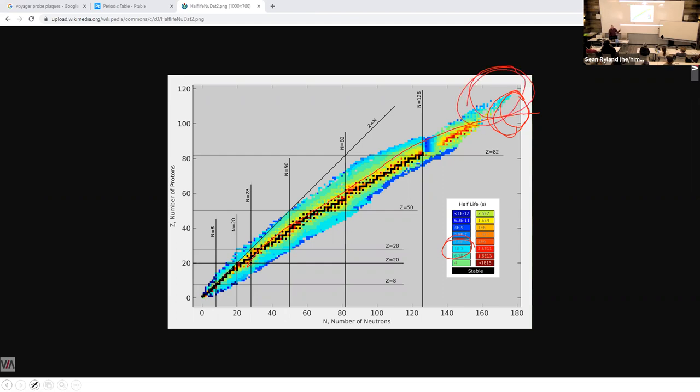So we make a lot of stuff that's not very stable, but theoretical physics says that there should be stuff that's more stable around there, but it's all tied to that ratio of protons to neutrons. And getting the right ratio of protons to neutrons is why some isotopes are stable and some isotopes aren't.